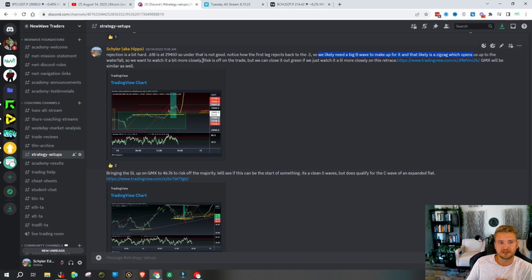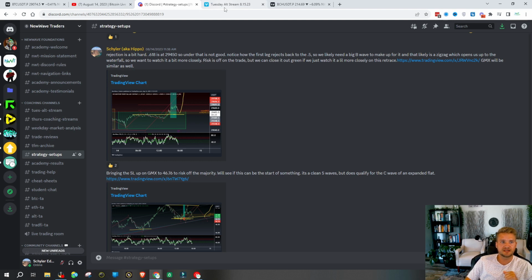And so I talk about here, risk is off on the trade, but we can close it out green if we just watch it a little more closely on this retracement. And then GMX will be similar as well. And this is the trade update on GMX in there, which we were also able to risk off as well. So both trades ended up rolling over, but no money was lost on them because we were able to salvage them by recognizing where it is weakening at and then where probability shifts against us as well. So then as price rolls over, it offers another trade opportunity as well.